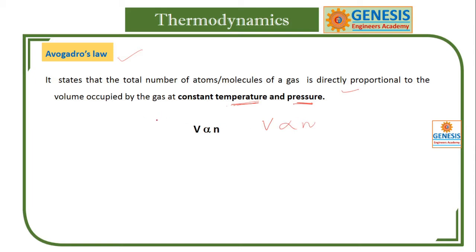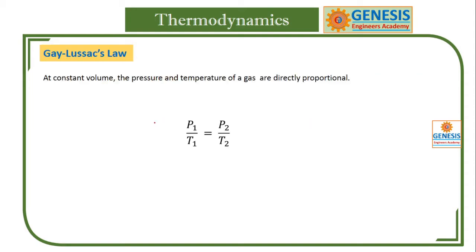Combining these three laws, Boyle's law, Charles' law and Avogadro's law, we form the gas equation, or what are called ideal gas equations.